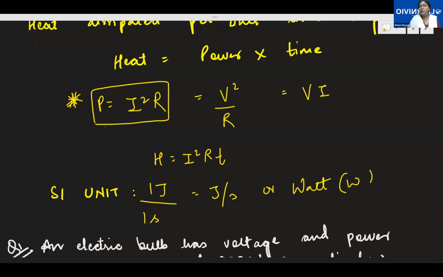SI unit will be joules per second, means 1 joule by 1 second. That will give you watt as the unit. Because power's unit is the same whether you use watt or you use joules per second. But joules per second is actually not the unit of power. When a question comes, you have to use watt for it. Okay, don't use joules per second. That is not an actual standard international unit. Okay, when a unit is prescribed, you have to use that.